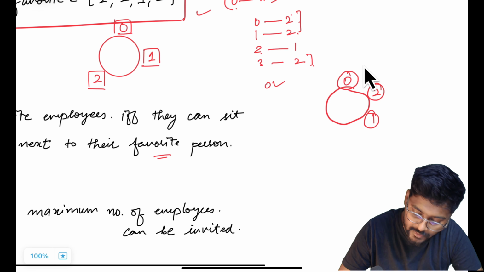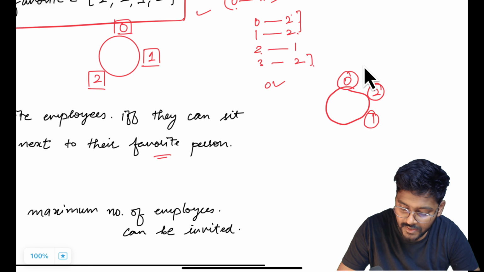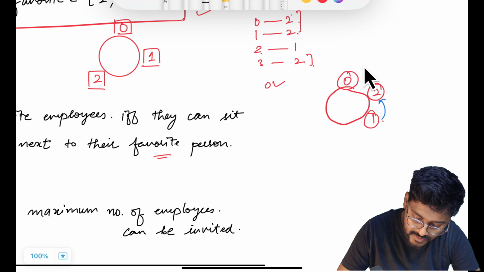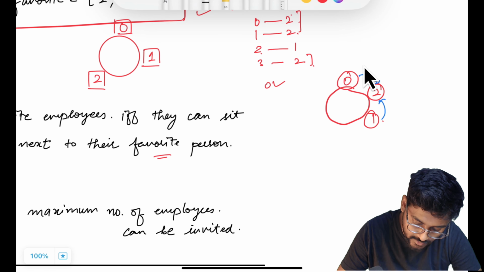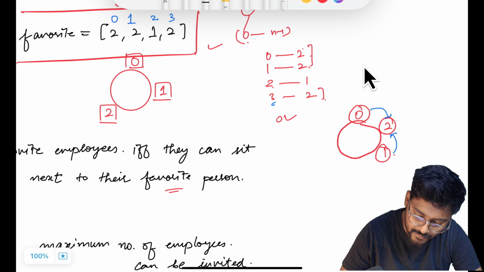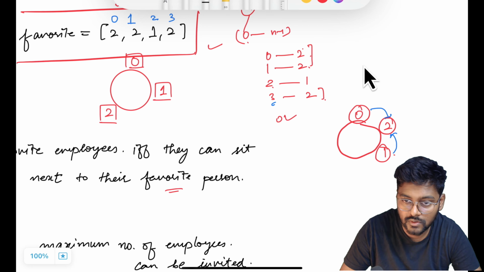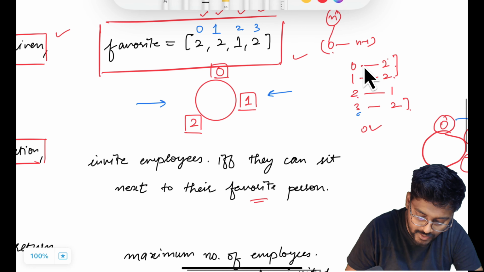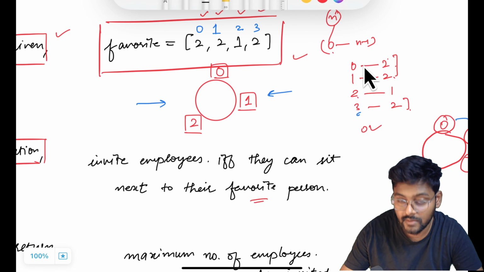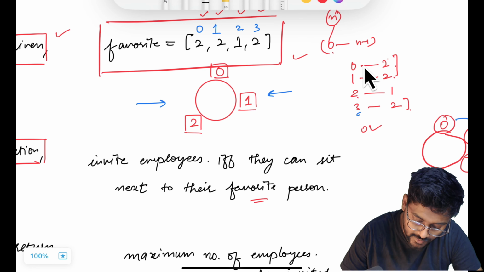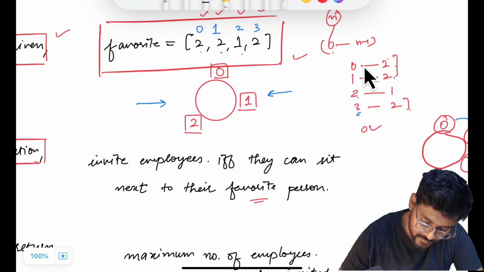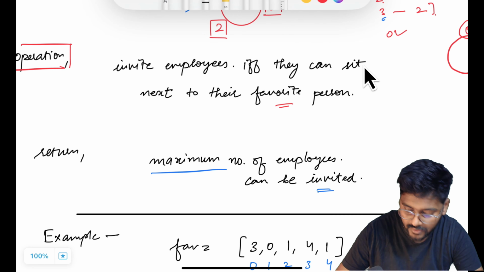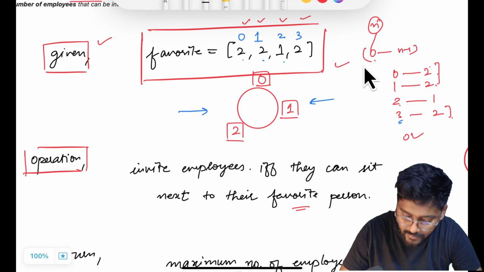So 1 should be coming here. In this arrangement, 1 is sitting next to 2. 1's favorite is 2 and 0's favorite is also 2. And now what about 3? 3's favorite is 2, but 3 cannot sit next to 2, so 3 is not coming in this arrangement. This is the arrangement we can do, and we don't have any other arrangement with more employees. We are already attending 3 employees out of 4. So our answer is the maximum number of employees we can invite. This is our problem statement.